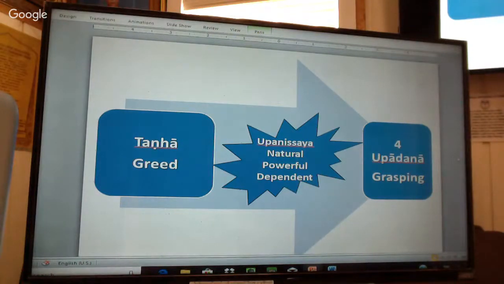So what is ditthupadana? Because of tanha. Ditthupadana is wrong view, all kinds of wrong view. What is the condition for it to arise? Tanha is the condition for wrong view. Very strong.